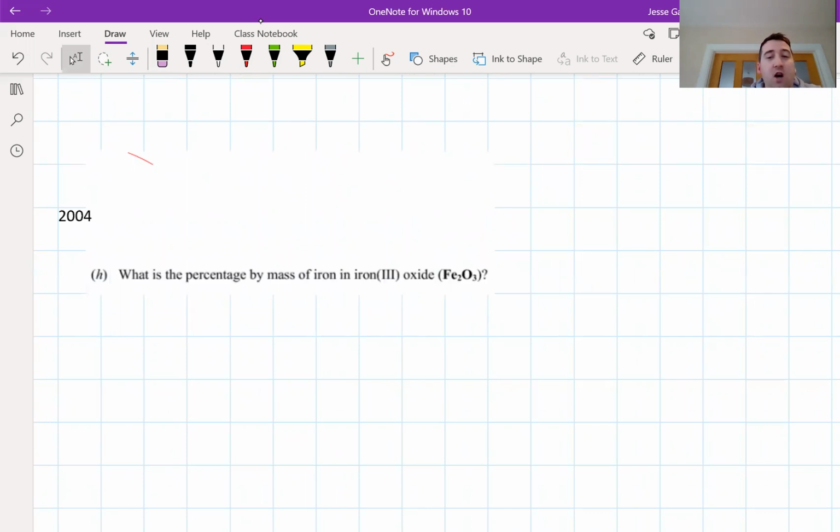What is the percentage by mass of iron in this substance, iron 3 oxide? And there's the formula. So you do need the formula. Okay, so pause the video, have a go at this now.